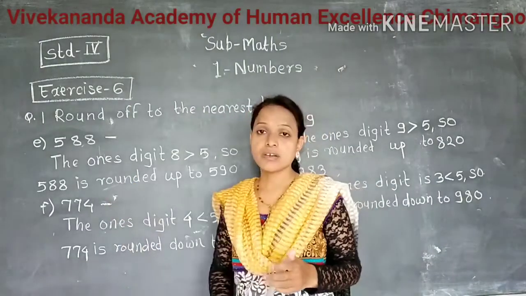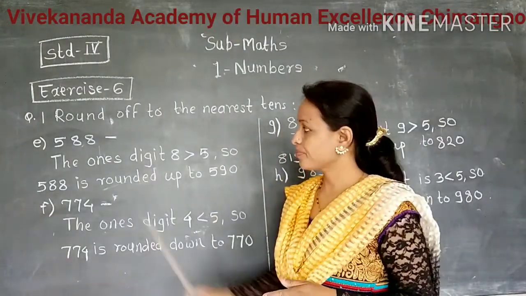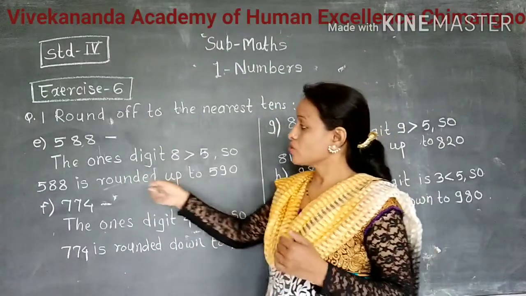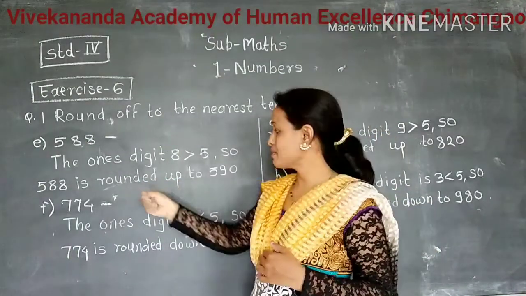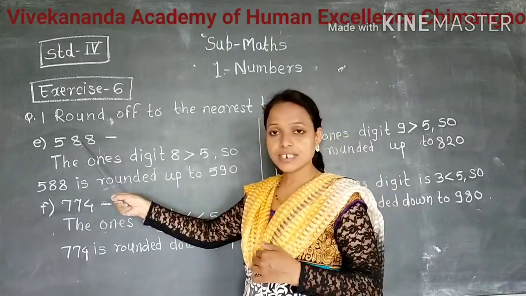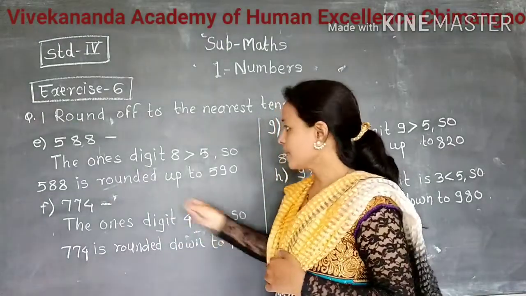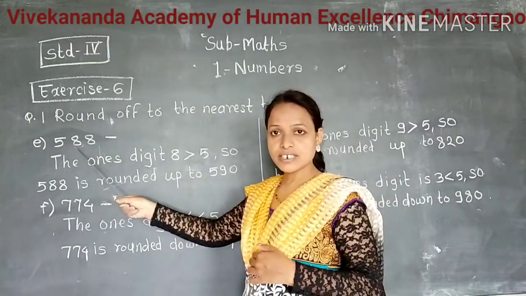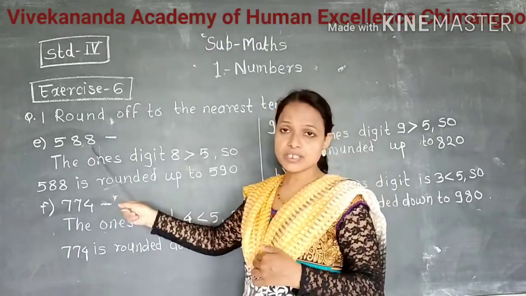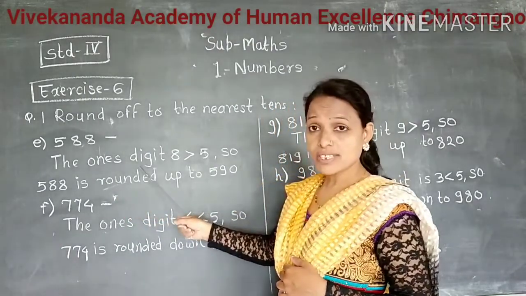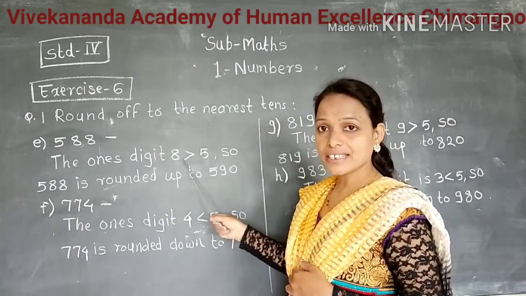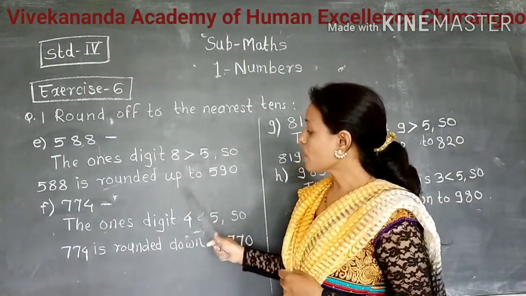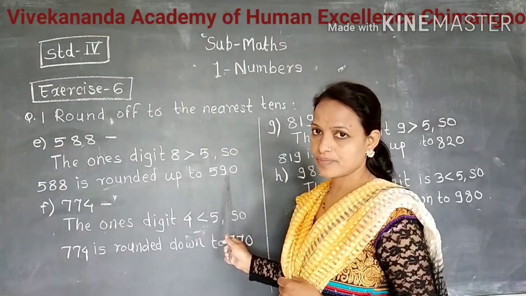Next number, 588. Here the ones digit is 8, which is greater than 5. So the ones digit is replaced by 0 and the tens digit is increased by 1. So 8 becomes 9 and the remaining stays the same. So 5 as it is, the tens digit increased by 1, so 8 becomes 9, and the ones digit is replaced by 0. So what is our answer? The ones digit 8 is greater than 5. So 588 is rounded up because it is greater than, rounded up to 590.